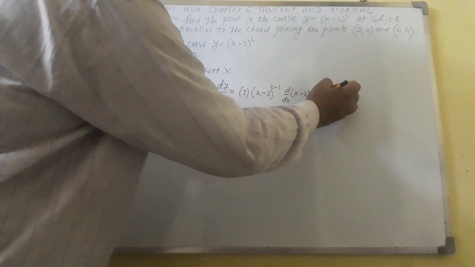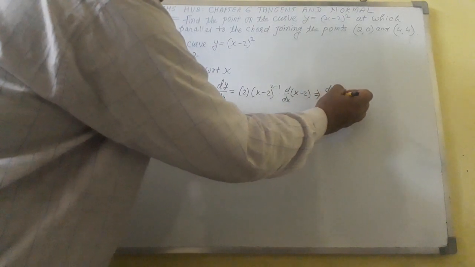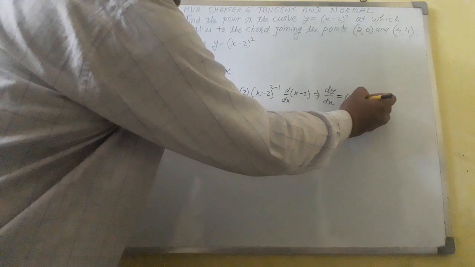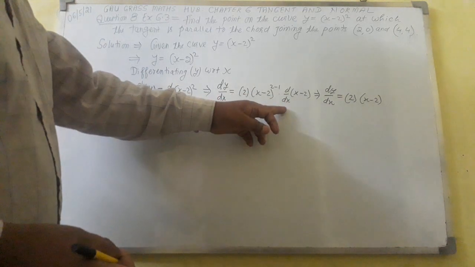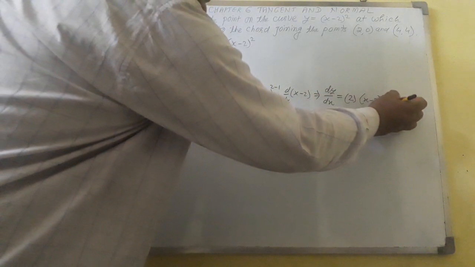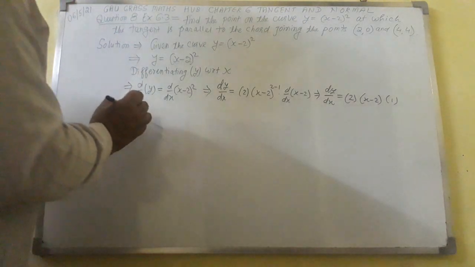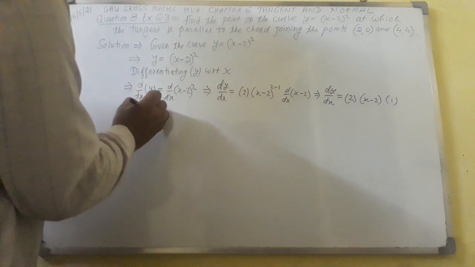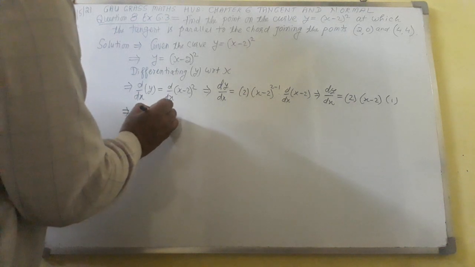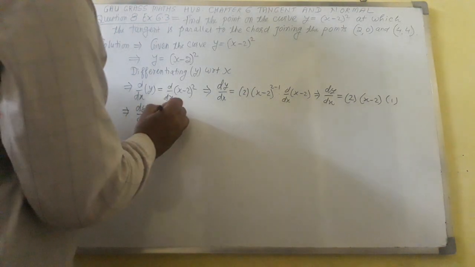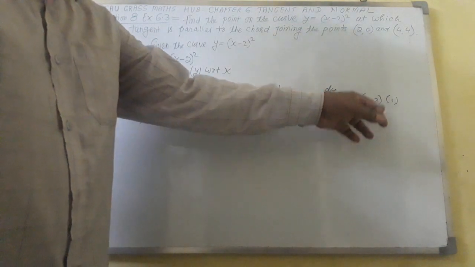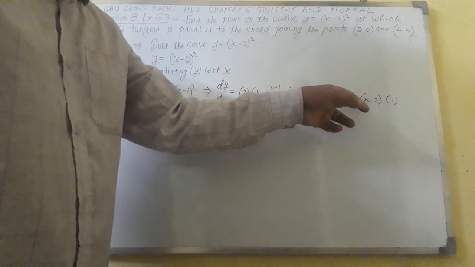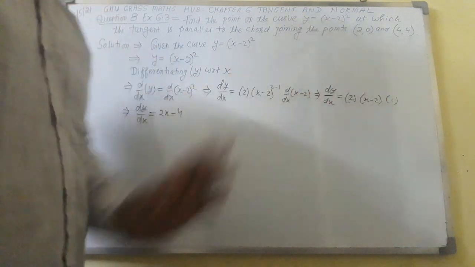Implied that dy over dx equal to 2 into (x minus 2). Here d over dx of x comes out to be 1. So here we have got dy over dx equal to 2x minus 4. Here (x minus 2) will be multiplied by 2, so 2 multiplied by x comes out to be 2x minus 4.